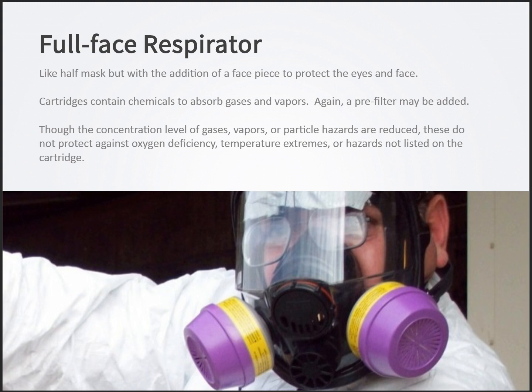The full face respirator is like the half mask, but with the addition of a face piece to protect the eyes and face. Cartridges contain chemicals to absorb gases and vapors. Again, a pre-filter may be added. Though the concentration level of gases, vapors, and particle hazards are reduced, these do not protect against oxygen deficiency, temperature extremes, or hazards not listed on the cartridge.